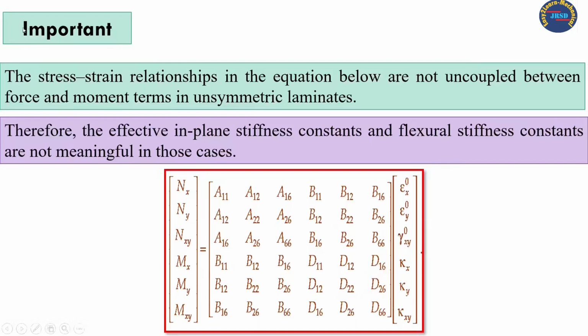Next, this is very important. For unsymmetrical laminates, the stress-strain relationship in the given equation is not uncoupled between forces and moments. Therefore, the effective in-plane stiffness constants and flexural constants are not meaningful for these cases. We have to remember this. It means the equations we follow to find the in-plane and flexural constants are not applicable for unsymmetrical laminates. We have to keep it in mind.